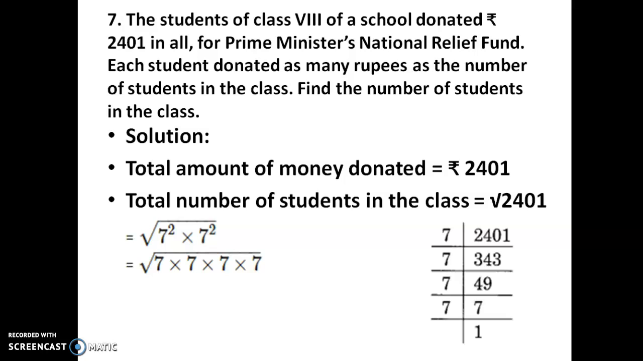That means 7 square into 7 square. When you take the root, the square will be removed. So that's how you have to solve it. So the number is 7 into 7, and the final answer is 49. 7 into 7 is 49. So 49 students donated 49 rupees each.